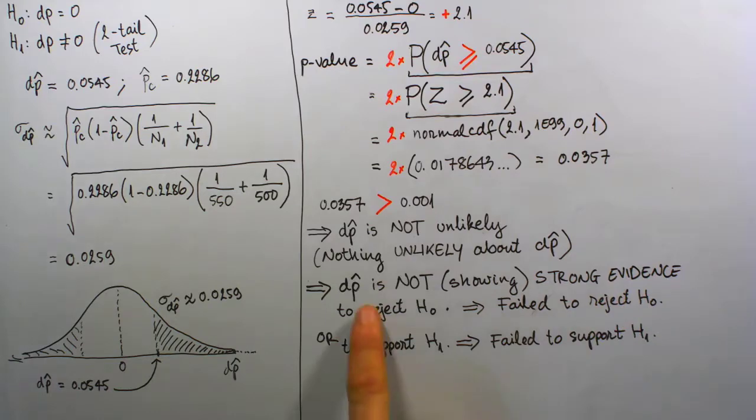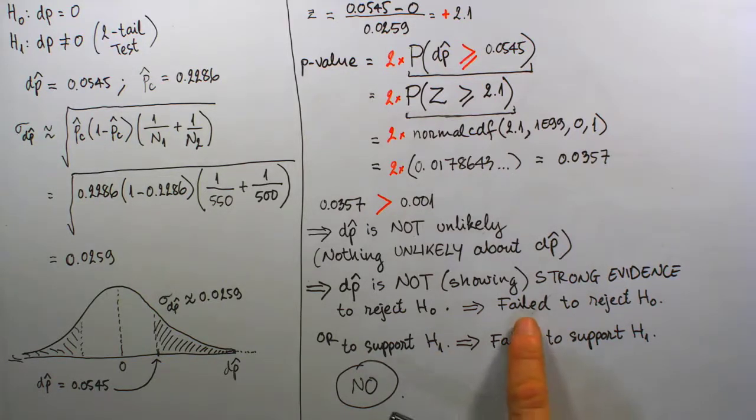dp hat did not show strong evidence for us. So ultimately the answer to this overall question is no. dp hat did not show strong evidence for us to reject h sub 0 or to support h1. Or another way of saying, we fail to reject h sub 0 or we fail to support h1.